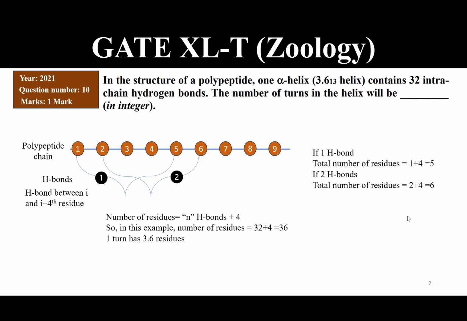Now in a 3.6 helix, one turn has 3.6 residues. Since we have the total number of residues as 36, we can use this information to calculate the total number of turns by dividing by the number of residues per turn. That is the total number of residues divided by the number of residues per turn, which is 36 divided by 3.6, which is equal to 10. Therefore, the answer to this question is 10.